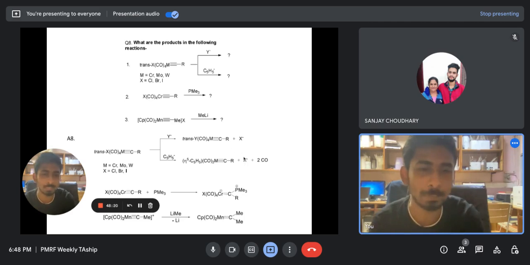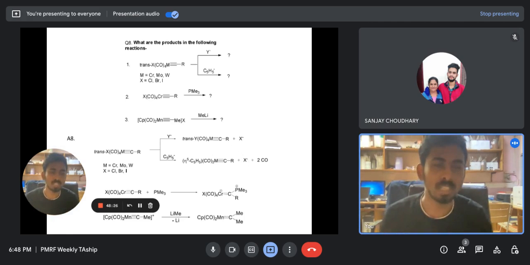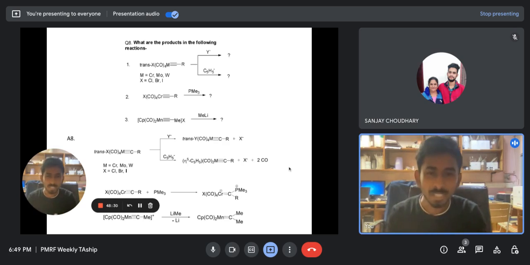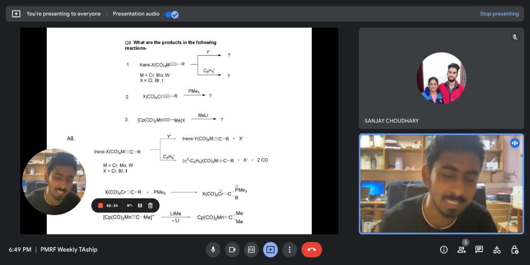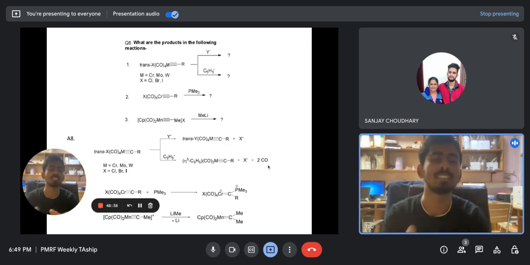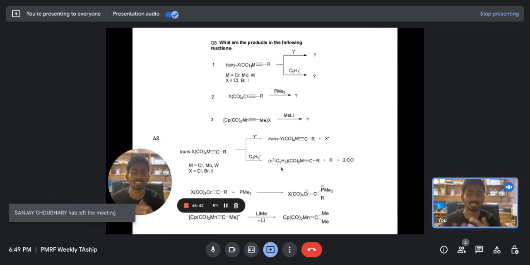So it is displacing a 2 electron ligand, while itself producing 6 electron ligands. So there is an excess of 4 electrons. The extra 4 electrons will be liberated in the form of 2 CO. Or it can donate in the η3 fashion. If it donates 4 electrons in the η3 fashion, then X minus and 1 CO will remain, and it will be acting as an η3 ligand.